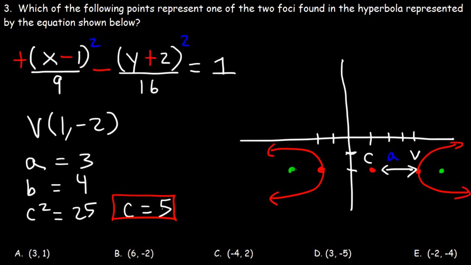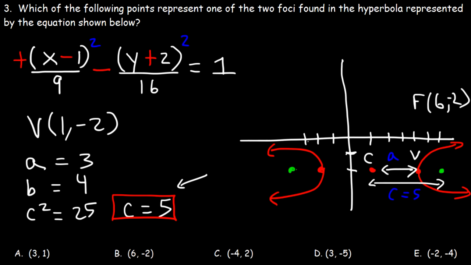C, talking about this C, not the center C. C represents the distance between the center and the focus. And C is 5. So if we travel 5 units from the center, we just need 2 more points. That will give us the coordinate of the focus, which is going to be 6, -2.